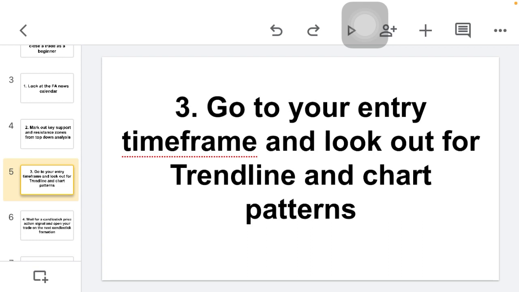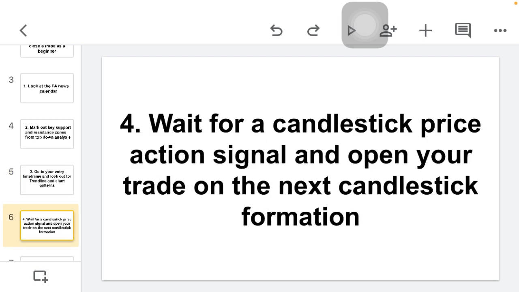Now you have a time frame in which you do your top-down analysis, and you have a time frame in which you go in and open your trade. I will explain in more detail when I go to the practical aspect of it. The next thing that you need to do is wait for a candlestick price action signal and open your trade on the next candlestick formation.